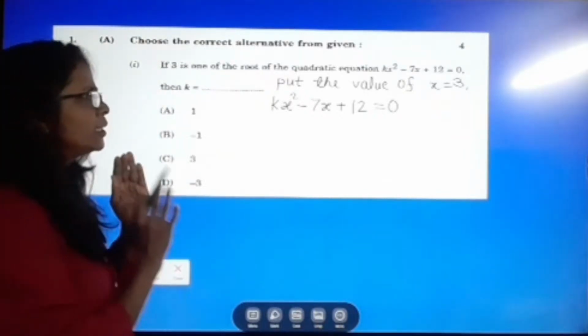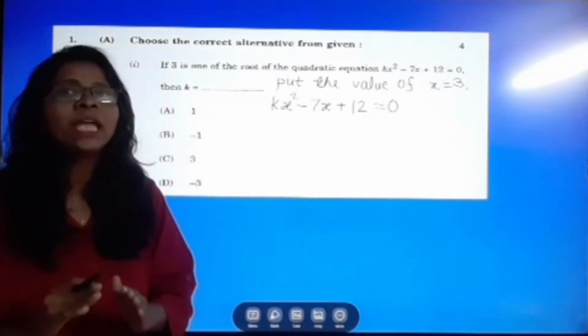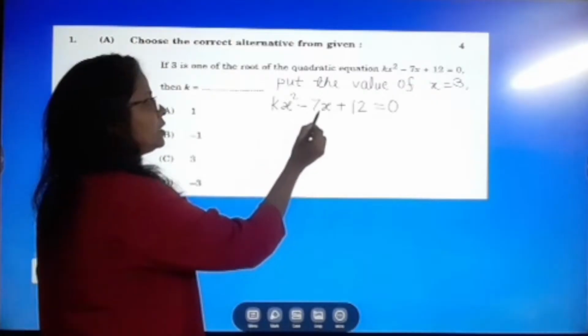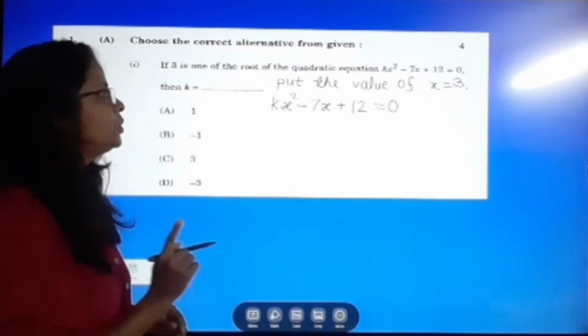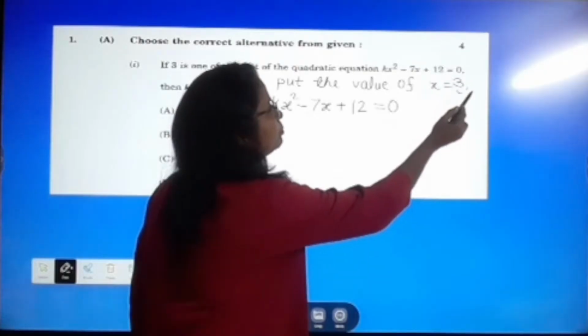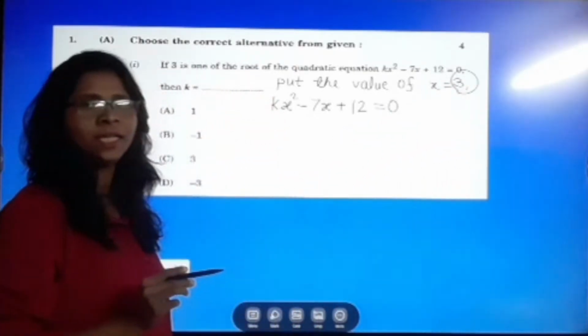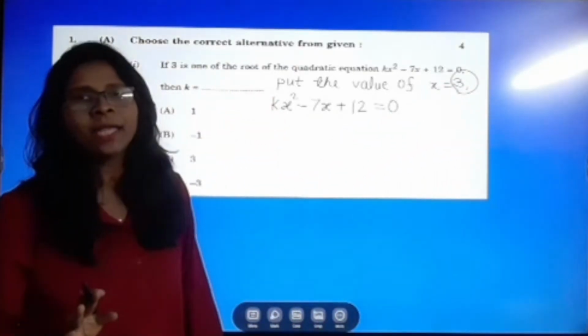And wherever students, तुम्हाला जिथे जिथे x दिसतोय, तिथे तिथे तुम्हाला x ची व्हॅल्यू ही तुम्हाला 3 ही पुट करायची आहे. ओके, एकदम सिंपल मेथड आहे स्टुडंट.